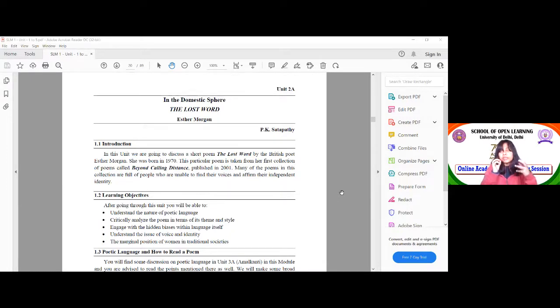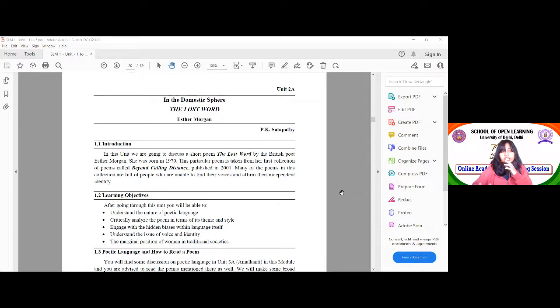Because a lot of times people try to speak of very complicated and complex matters related to society through stories and poems, but it's not written directly. So what you have to do is read the material and then understand what is actually being said in it, or what themes are being explored in it. That is what we are going to do in this unit. We are going to read this poem, The Lost Word by Esther Morgan, and try to see what Esther Morgan is trying to say in this poem, which is not a very simple poem.